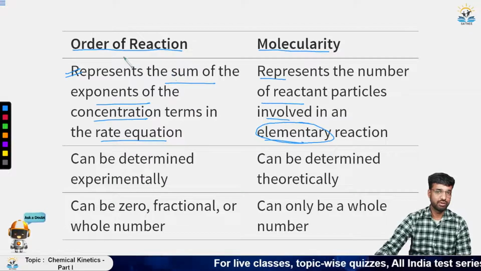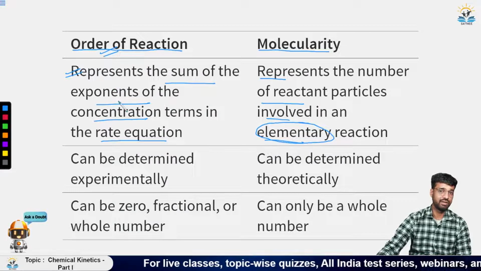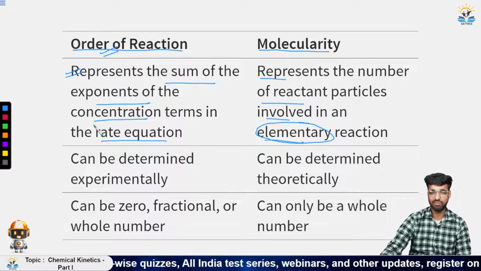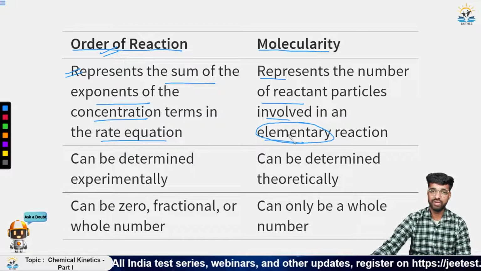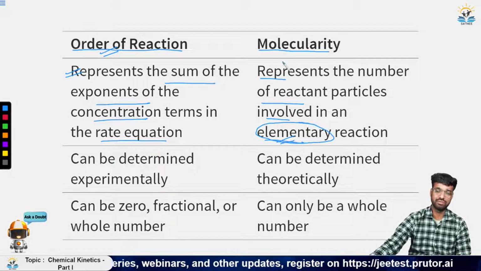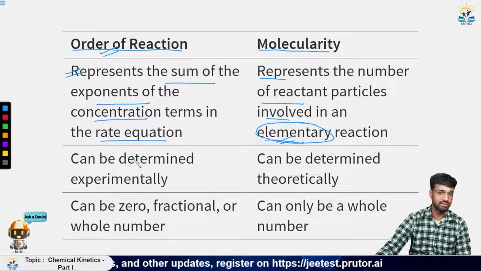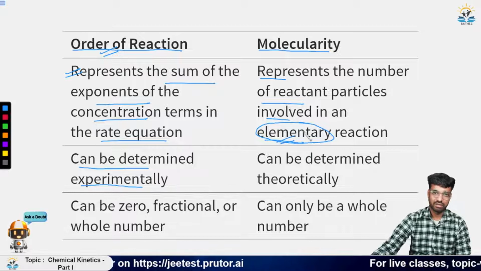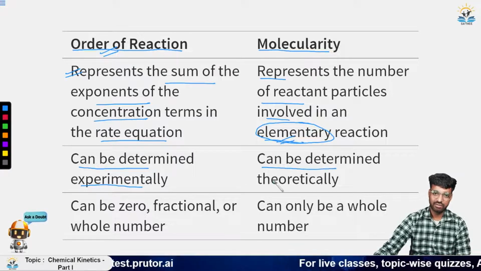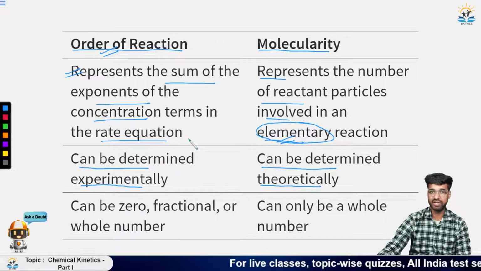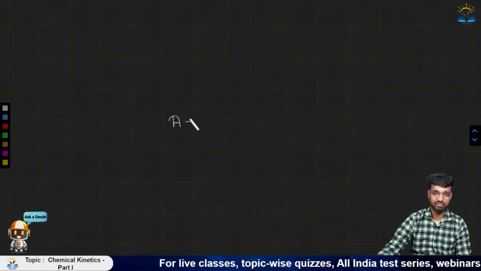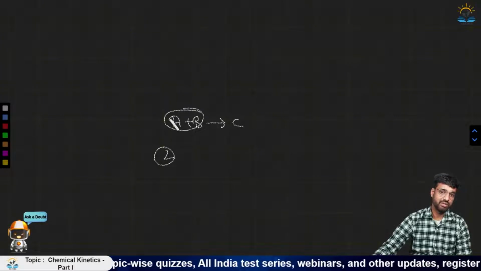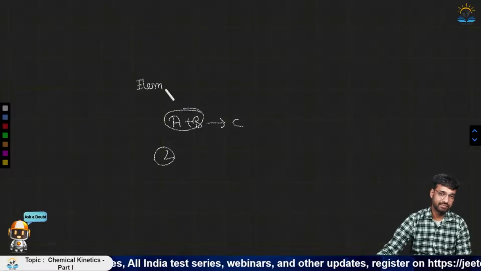So what I was talking about is that order of reaction is applicable to all types of reaction, both elementary and complex, but molecularity is only meaningful for an elementary reaction. So this point is very crucial here. Now order of reaction can be determined experimentally and molecularity can be determined theoretically. How is it so? If we know the elementary rate equation, suppose A plus B gives C, then the molecularity will be 2 simply, given that it is an elementary reaction.